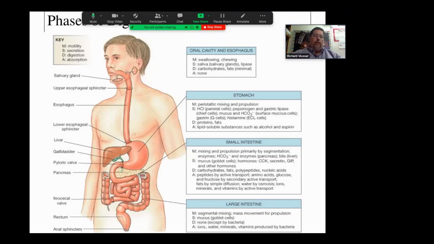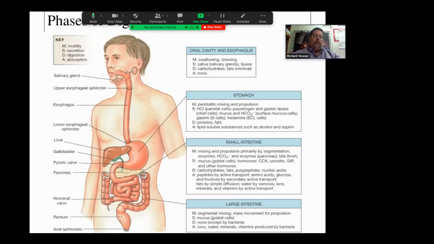Water will be absorbed by osmosis. Fats can dissolve right through the cell membrane, so that'll be simple diffusion. Ions and vitamins can be transported in by active transport, again requiring ATP. So the small intestine is probably the most important portion of your digestive system. Not to say that the whole thing isn't important, but this is where the absorption really takes place for water along with all the nutrients.